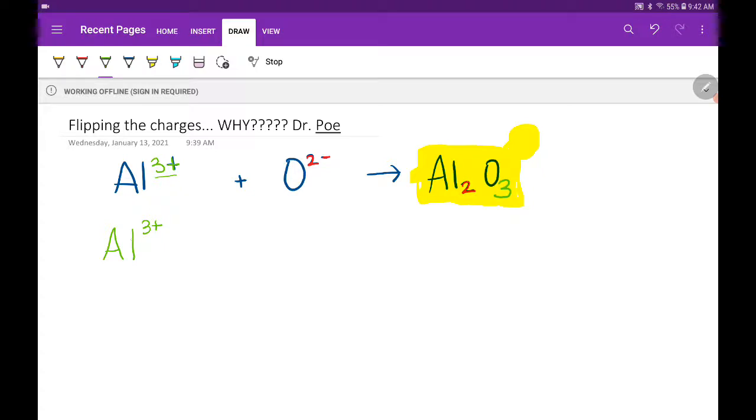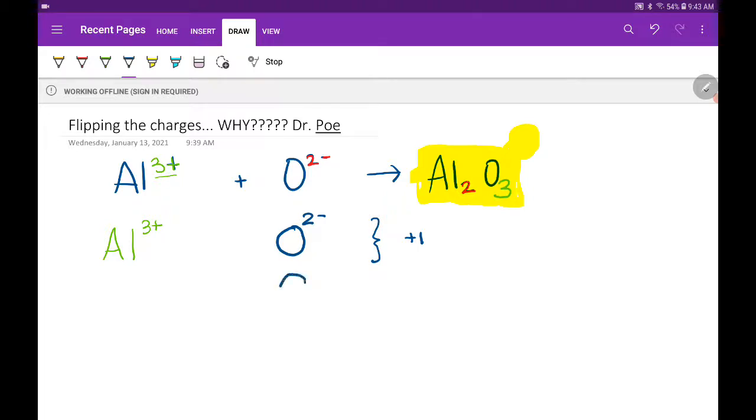So we've got an aluminum ion, it's in group 3, it's got a charge of 3+, it's a cation. Oxygen is in group 6, it has a charge of 2-. So if we were to add these up exactly as is, 3+ and 2-, our overall charge is going to be +1 because there's more positive charges than there are negative charges. So that's not going to work. We're going to have to add in more negative charges to balance it out.